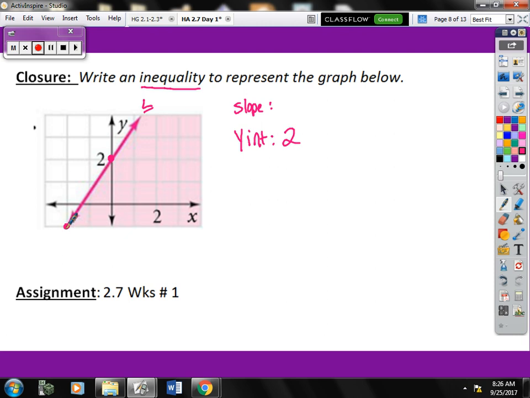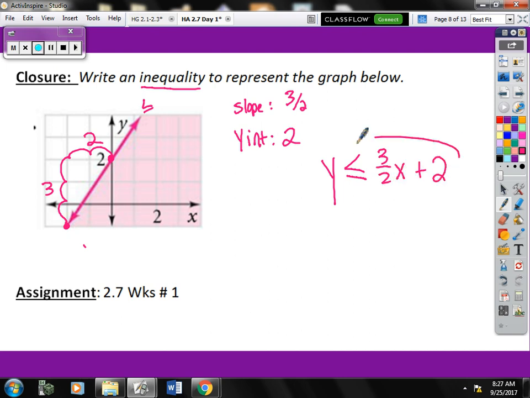If I go up, this does not go through the intersection, neither does that. So these are the only 2 points that I could calculate my slope. What is the slope based on those, Gary? 3/2. Good, up 3/2. Rise over run. So we throw that together, we should have y is less than or equal to 3/2 x plus 2.